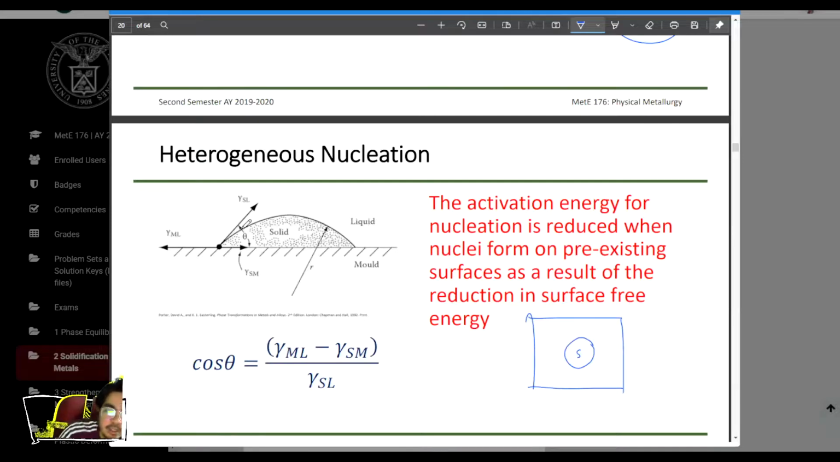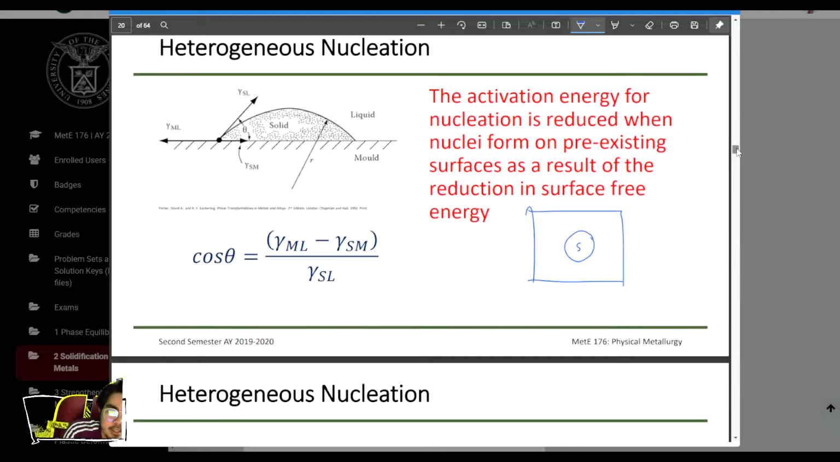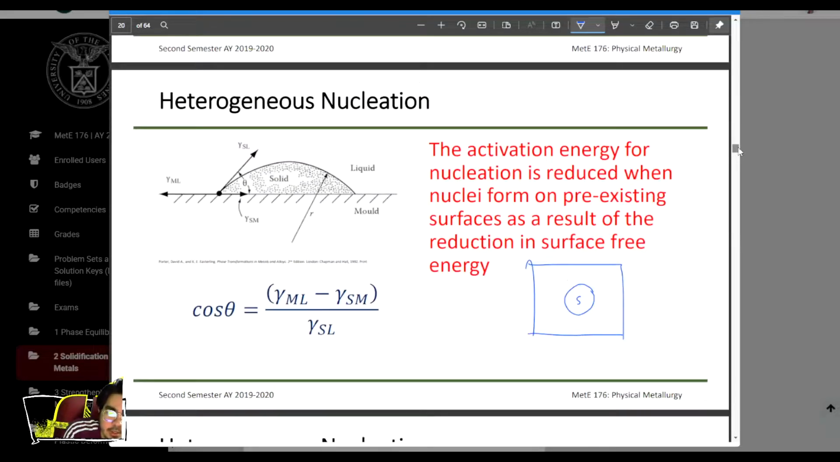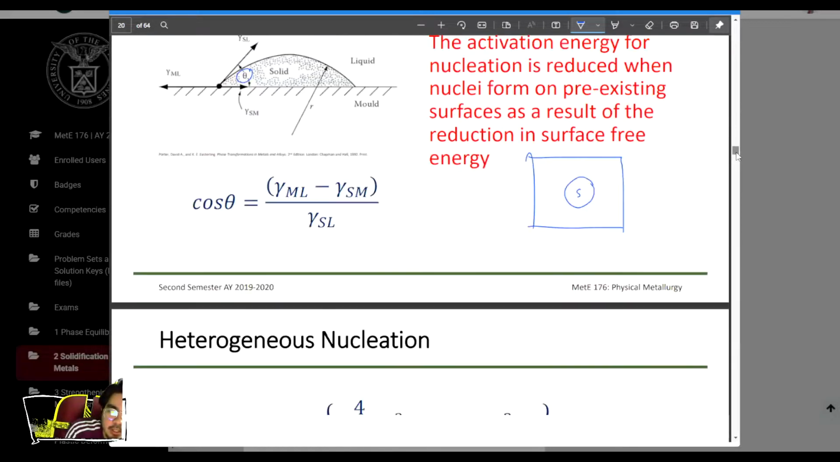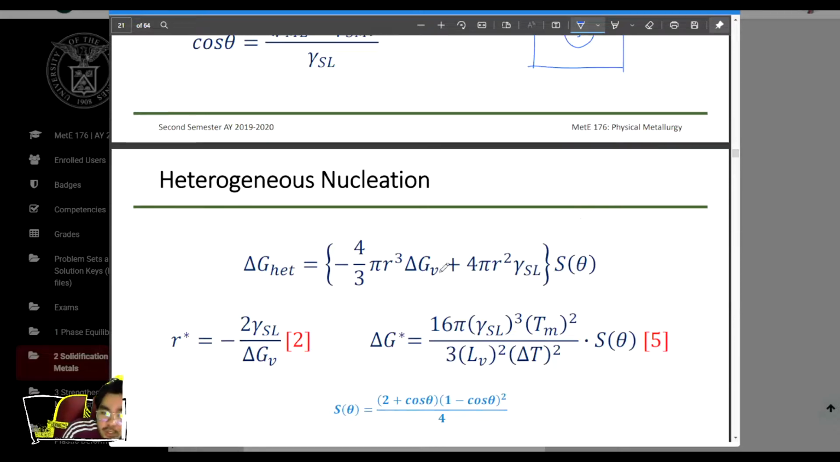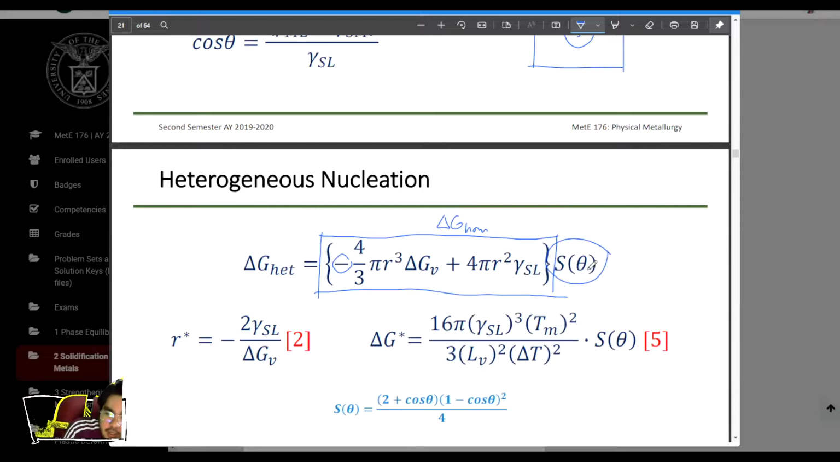And if you do the calculations, you actually can compute for the delta G star and the R star required for this. And it's related with the contact angle, no? So it depends on the contact angle. But if you do the calculations and simplify, actually same lang yung makukuha mo na overall delta G for heterogeneous. It's just the delta G of the homogeneous multiplied by S of theta, no?